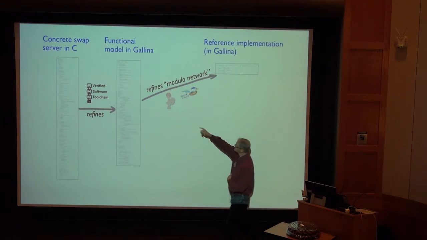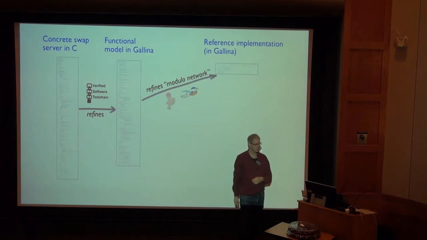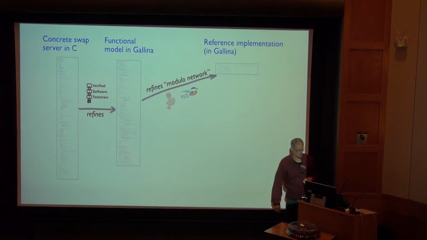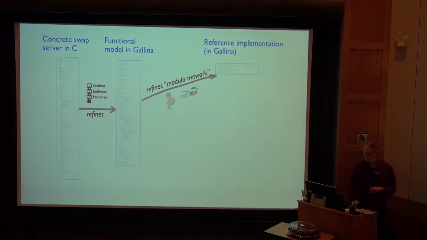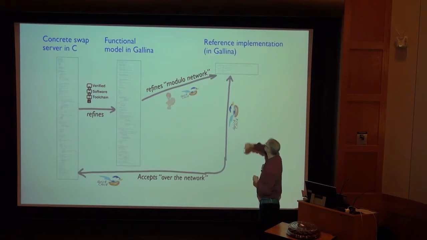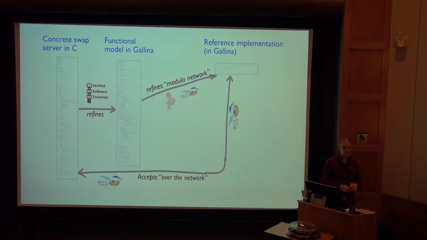We can use not only Coq to prove this refinement relation, but also we can use QuickCheck to quickly test this correspondence between this kind of large and complicated implementation and this tiny, tiny reference implementation. And finally, we can test that the actual C code refines, modulo what's happening on the network, our specification. Okay, so this is the big picture.